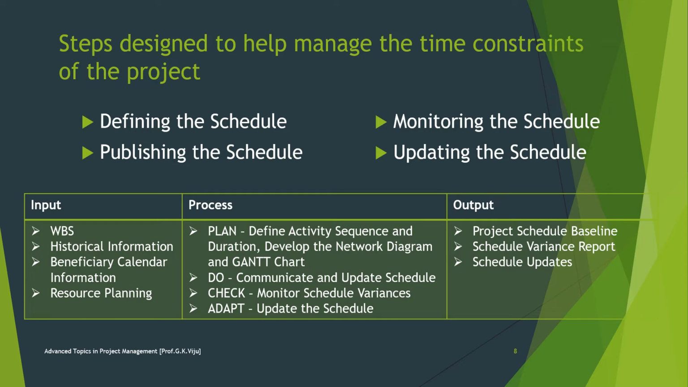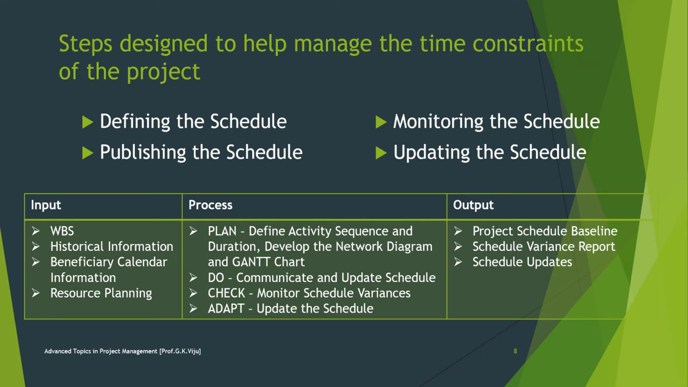The steps designed to help managers with the time constraints of the project are: define the schedule, publish the schedule, monitor the schedule, and update the schedule. So the inputs are the work breakdown structure, historical information, beneficiary calendar information, and resource plan. The process is the plan, do, check, and act cycle.